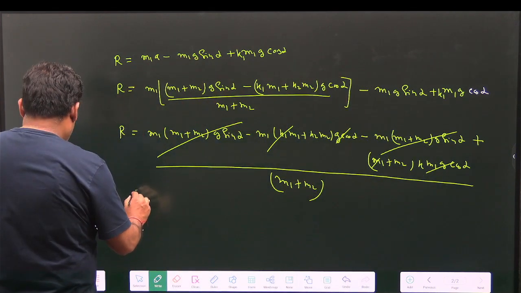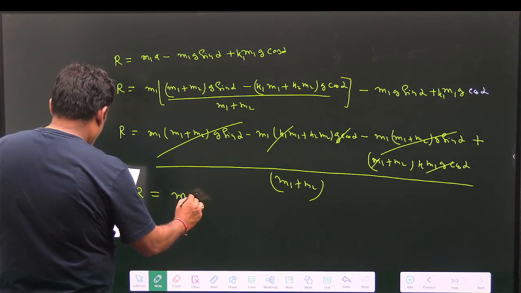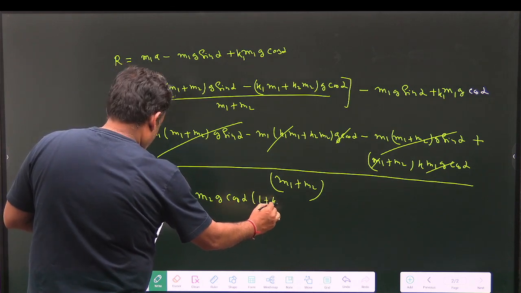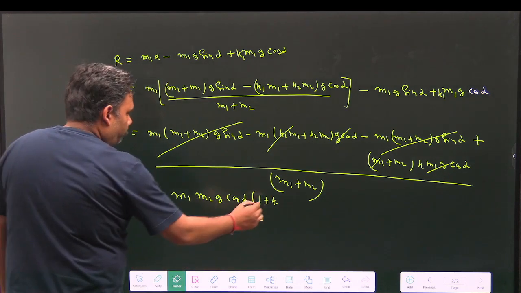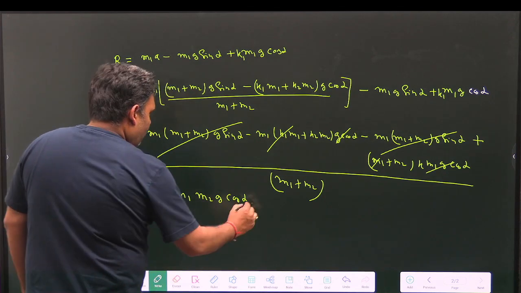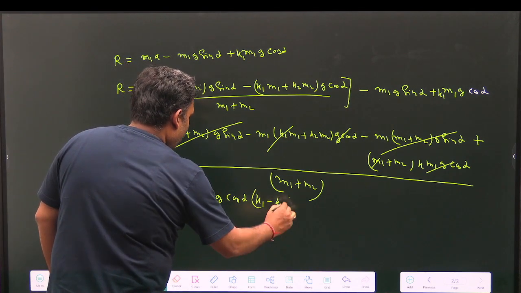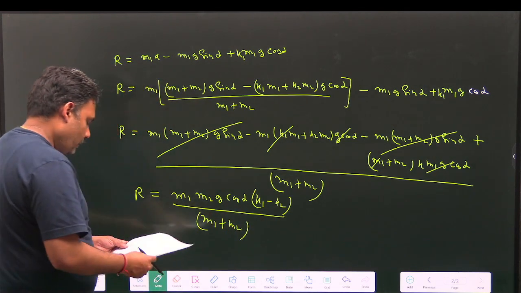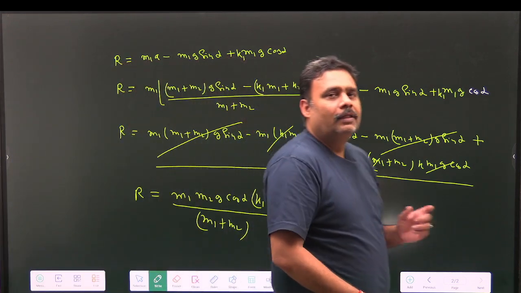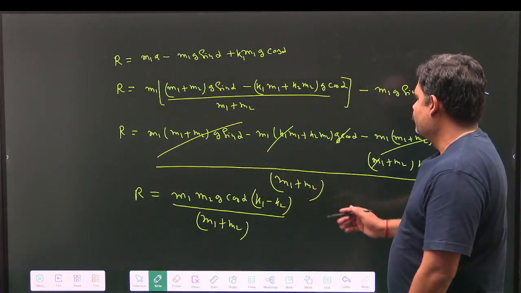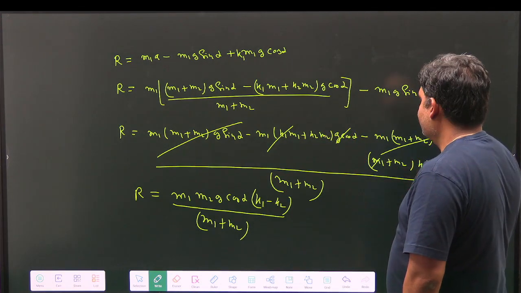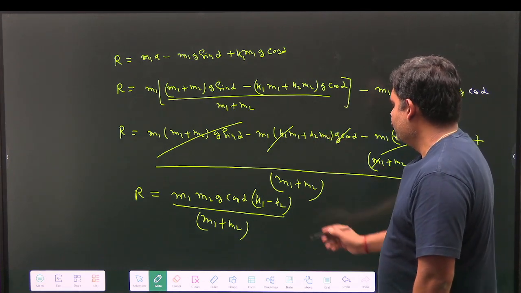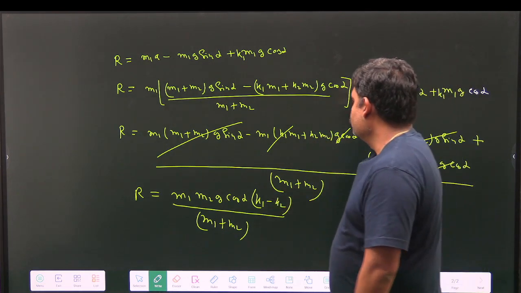So what will be my reactionary force? My reactionary force is equal to m1 m2 g cos alpha (k1 minus k2) upon m1 plus m2. So this will be your reactionary force between the two particles. This is a wonderful problem. Only these two parts survive, so k1 minus k2 is going to survive there.